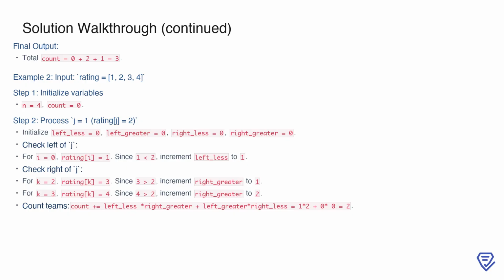becomes 1, and rating 3 equals 4, which is also greater than 2, so right_greater increases to 2. Using the formula for counting teams, we compute count plus equals left_less * right_greater plus left_greater * right_less, which evaluates to 1 * 2 plus 0 * 0 equals 2. This adds 2 teams to our total for j equals 1.